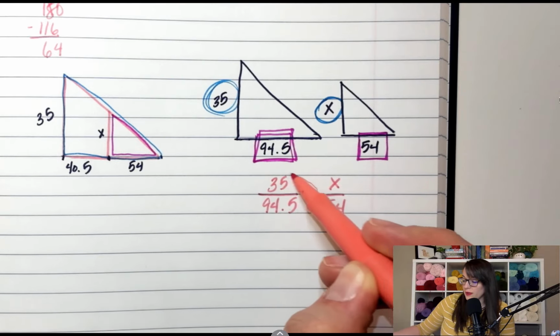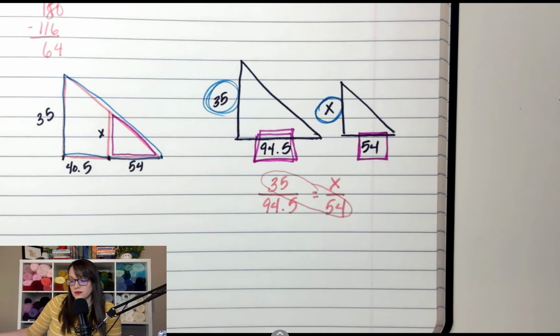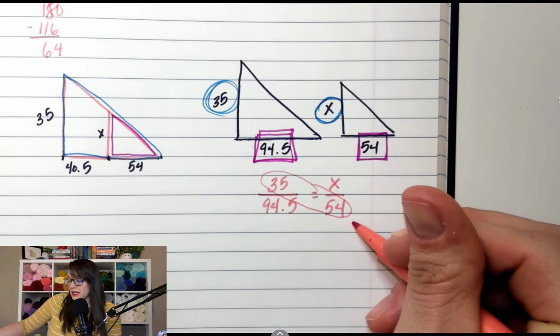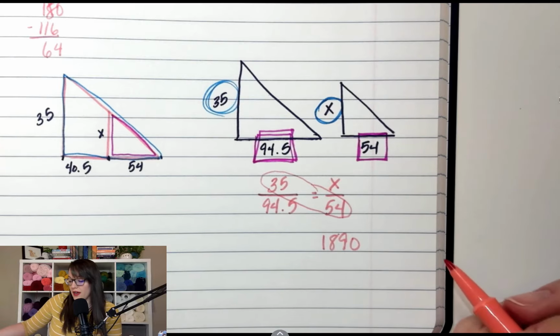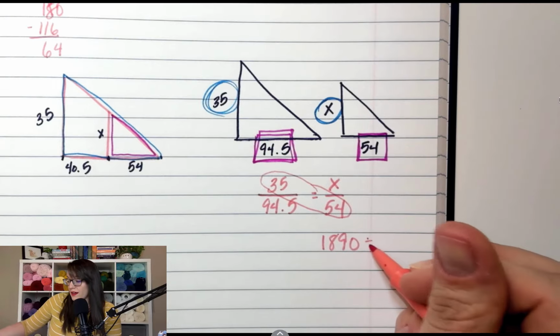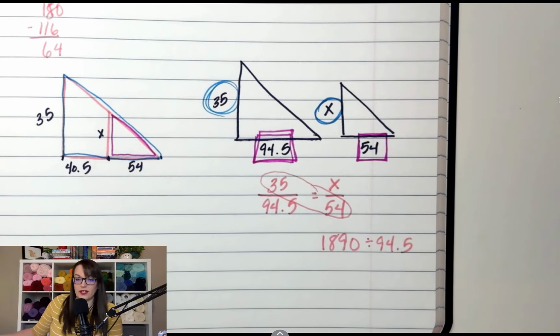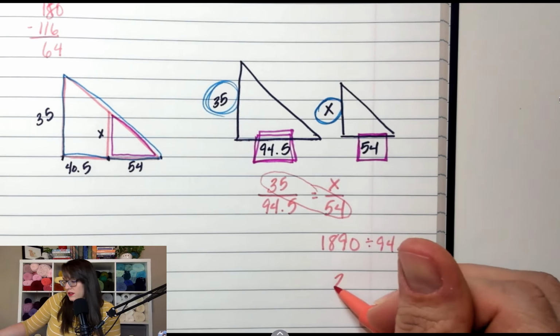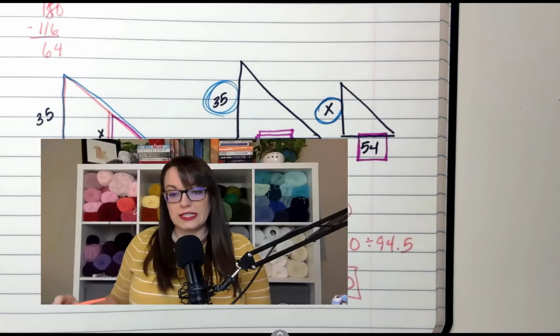So you're going to cross multiply here. 35 times 54, 1,890, and then divided by 94.5. I already know the answer, so write this down. Work it out. It comes out to 20 even. So the missing side here is 20.